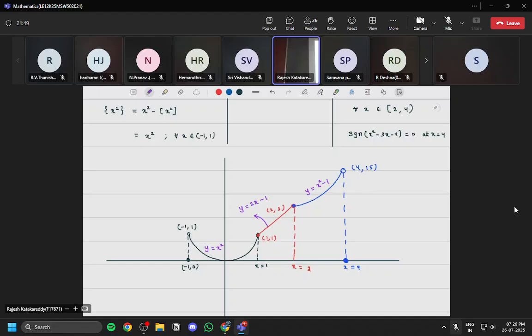Now on this side you will get 2x. Put x equals 4. Now x equals 4 is not differentiable point, so 4 is not required. 2 is continuous, 3 not differentiable. Minus 1 and 4 are not included now. So 2 is continuous, 1 not differentiable.